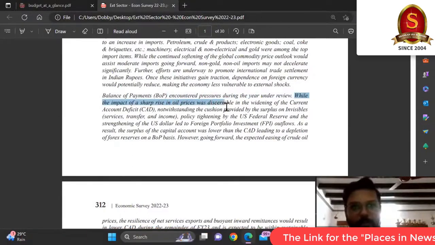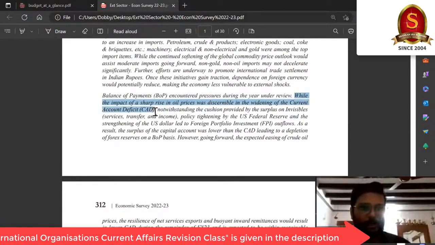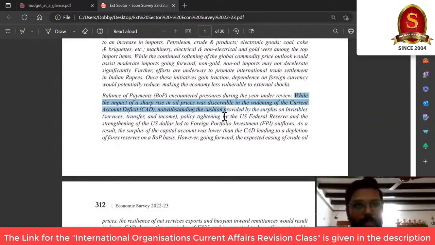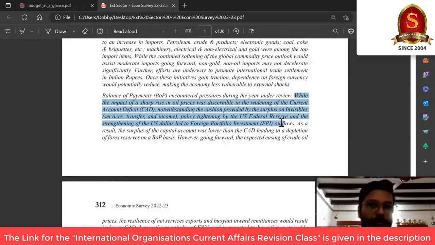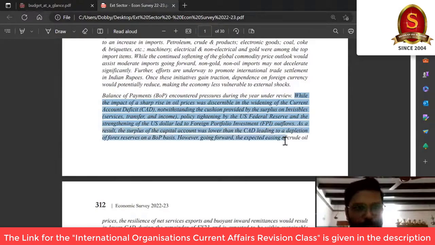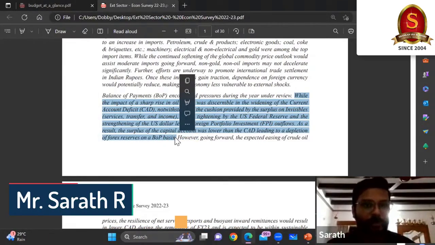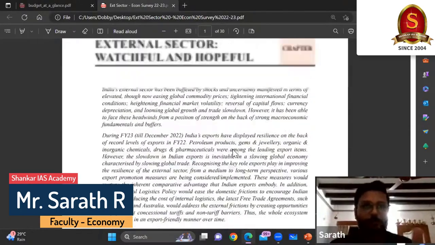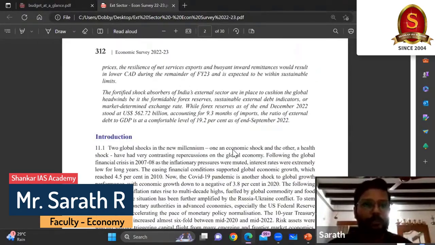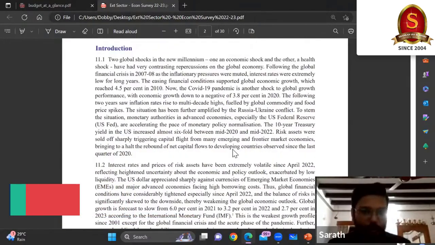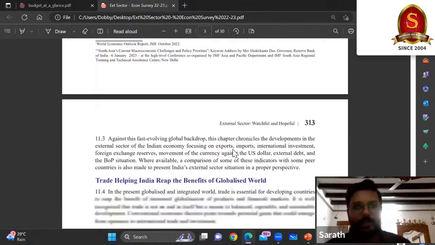Sharp rise in oil prices resulted in widening current account deficit, not cushioned by invisibles receipts, policy tightening by Federal Reserve. We are going to discuss that. And strengthening of US dollar led to FPI outflows. Okay. As a result, surplus in capital account was lower than current account deficit, leading to depletion of Forex on BOP basis. Forex has been reducing. We have been seeing that in the news as well. So this is just from the first page, the italicized one. All our key information is taken up. That's it. You don't have to go any deeper into the economic survey in general.